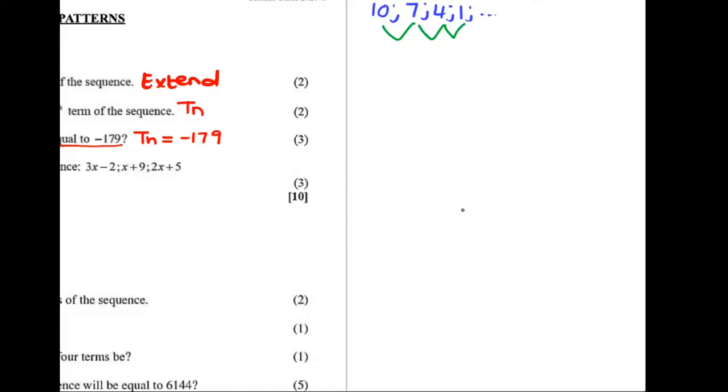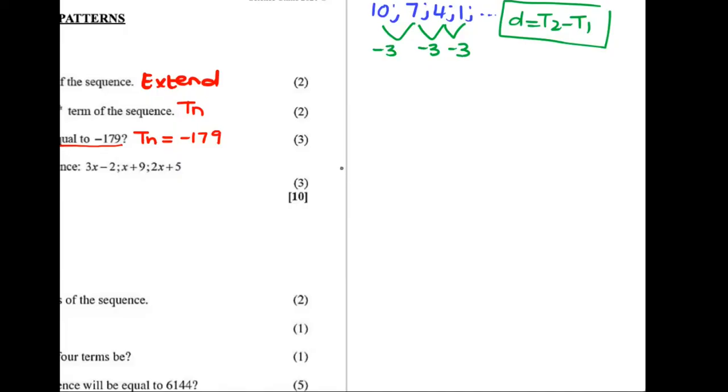So let's take a look just to confirm how we get that. Remember, when you are finding the difference in a pattern, you always go T2 minus T1. So our difference is always T2 minus T1. So we would say 7 minus 10, which is -3. 4 minus 7 is -3. 1 minus 4 is -3.